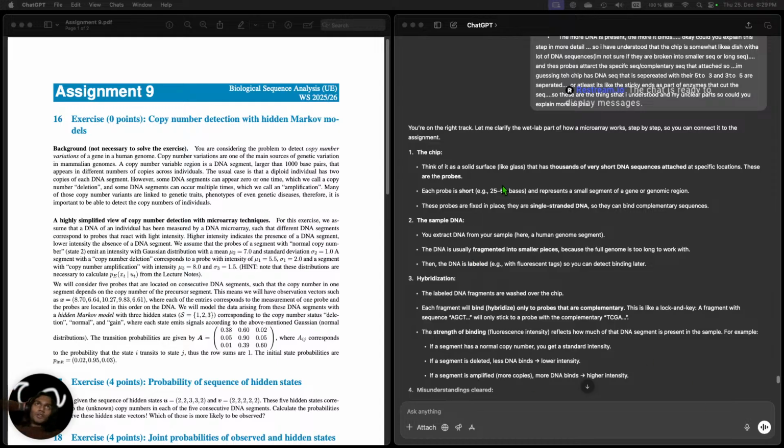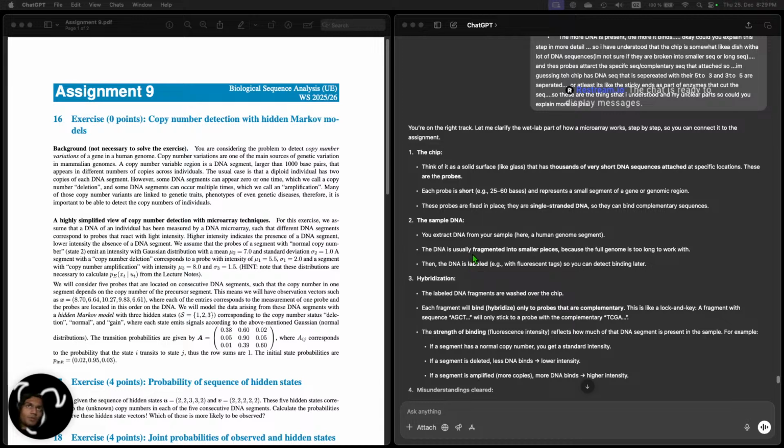Think of it as a solid surface like glass that has thousands of very short DNA sequences attached to specific locations. These are the probes. Each probe is short and represents a small segment of the gene or genomic region. These probes are fixed in place. They are single-stranded DNA, so they can bind complementary sequences in the sample DNA.